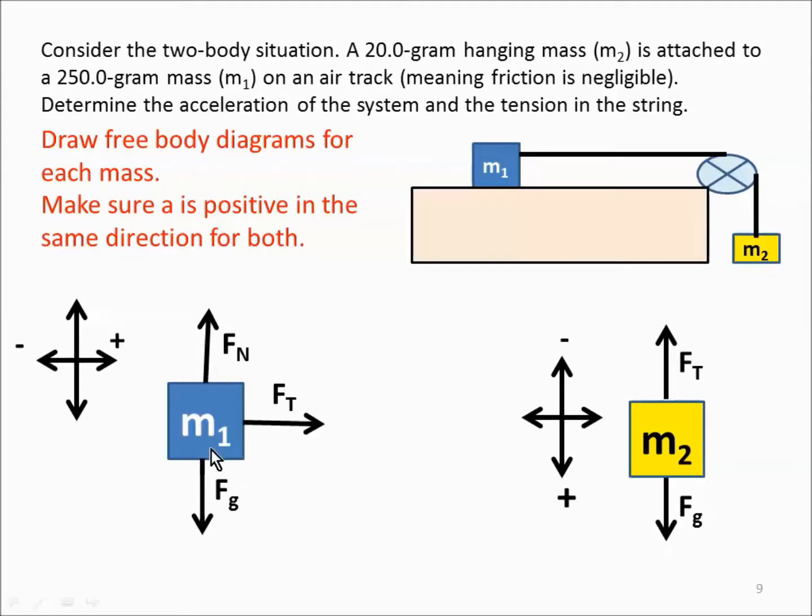For mass 1, the only force acting on it in the x direction is the force of tension. There's no friction slowing it down. We know it's going to accelerate this way, so we'll define to the right as positive. We also have a normal force and a force of gravity for it. For mass 2, our force of tension goes up, but we know it's going to accelerate down. Since it accelerates down, we'll define down in the y direction as positive for mass 2. That's going to be the force of gravity, and then going up is the force of tension.